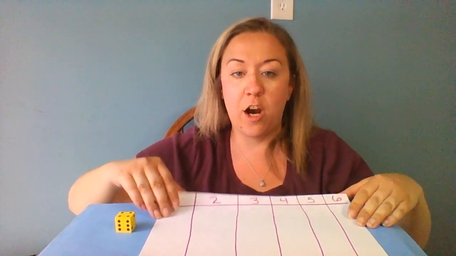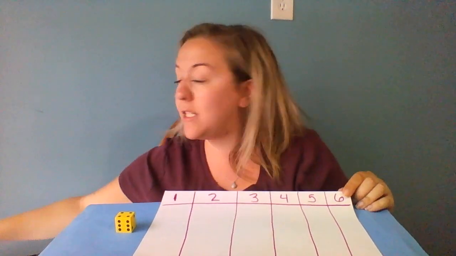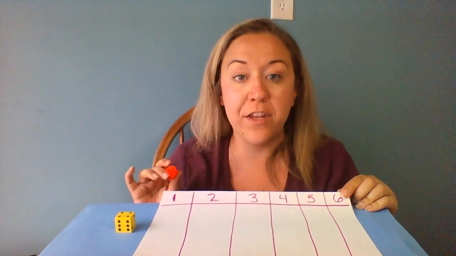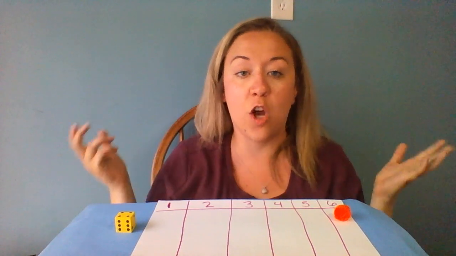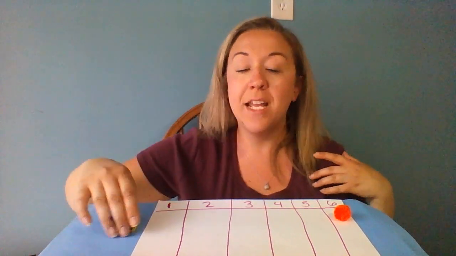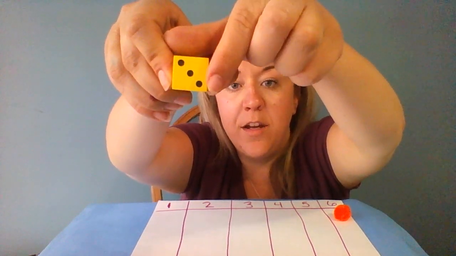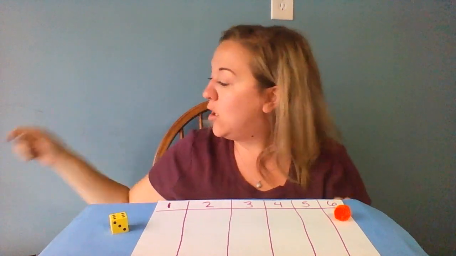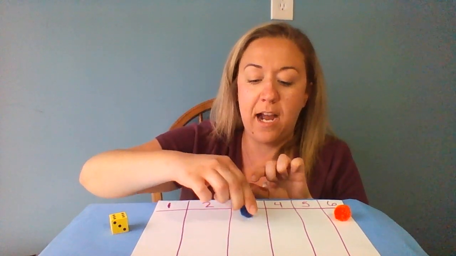If I look on my chart here, I can find I have the number 6. So now I'm going to take one of my counters and I'm going to graph the number 6. I just need to put one marker on the number 6 to show that that's the number that I rolled. Let's go ahead and roll again. What number did I roll this time? 1, 2, 3. There's 3 dots, so I rolled a number 3. Go ahead and get one of your counters and place it on the number 3 column.